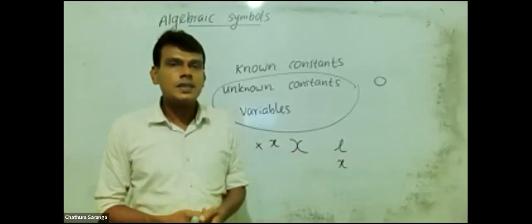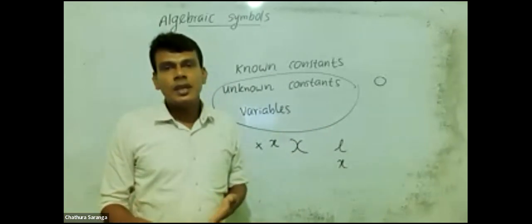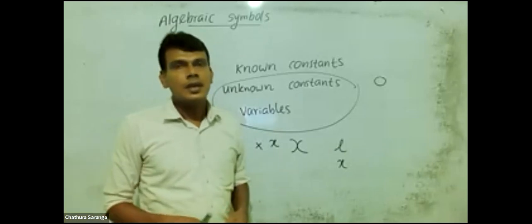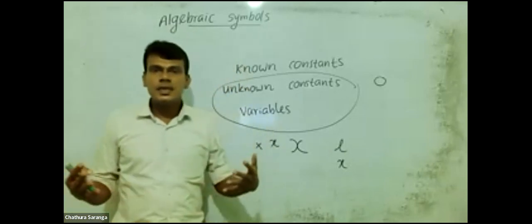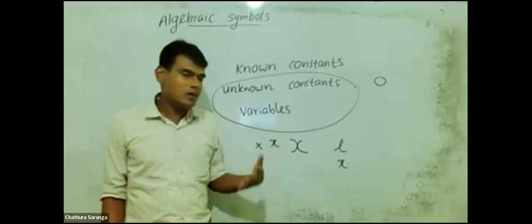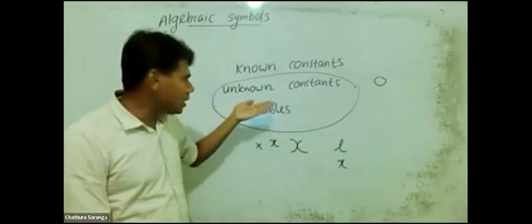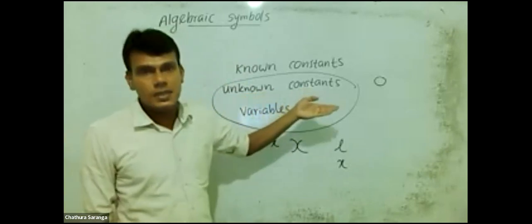What are those? Length of a building, height of a building, length of a table, length of a flower bed. Those things do not change. Also, we don't know them. Such values are called unknown constants.